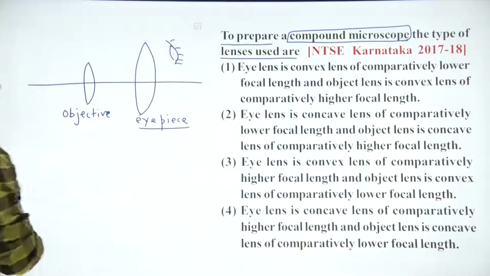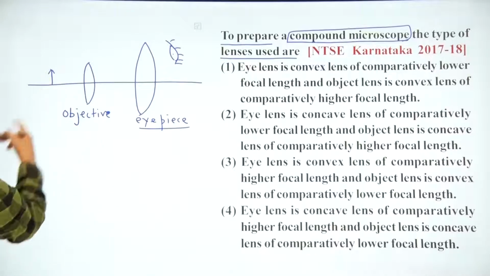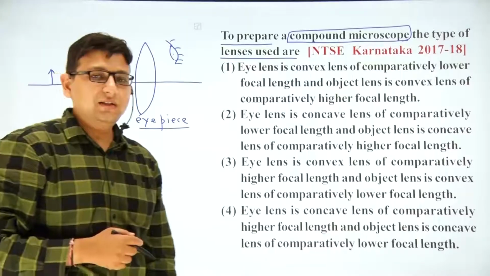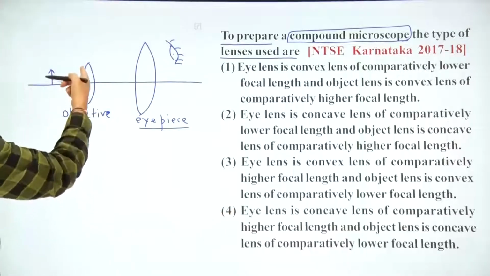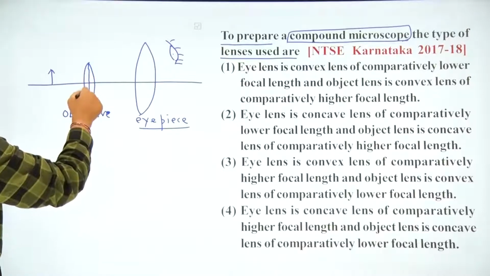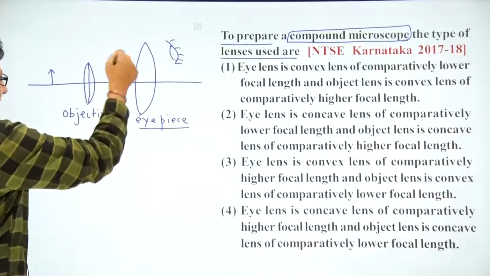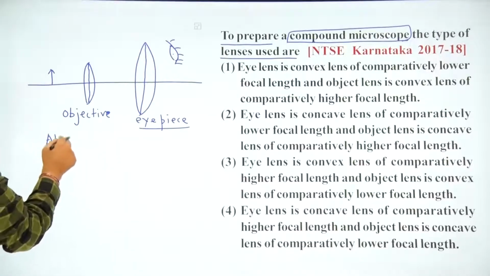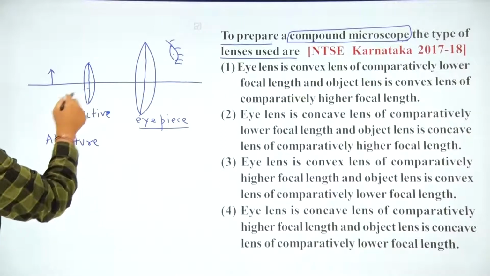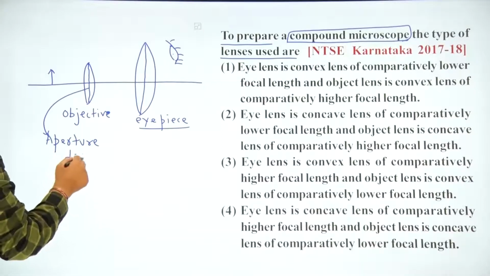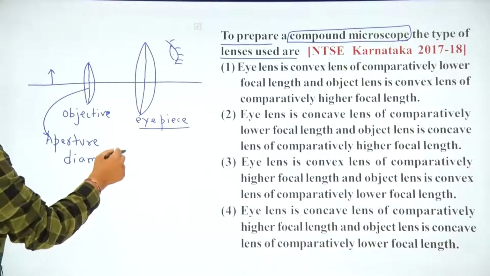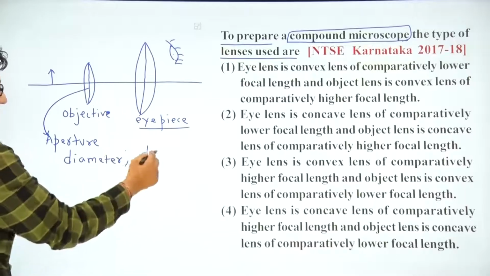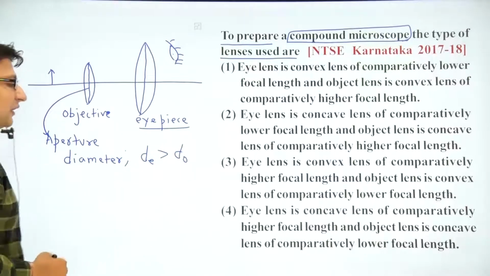This is my observer, and somewhere here my object will be there. So the lens corresponding to the object is the objective, and the lens corresponding to the eye is the eyepiece. As objects are very small, the aperture diameter is small for the objective and large for the eyepiece. This is called the aperture diameter. D for eyepiece, where D means diameter and E means eyepiece, is more than the diameter for the objective.